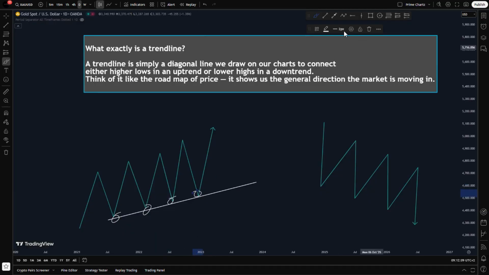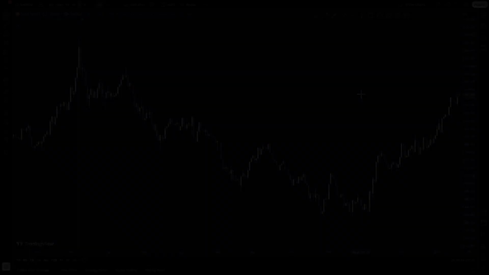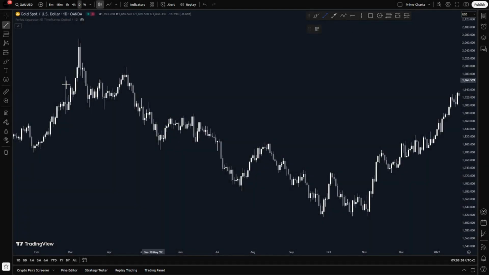In a downtrend, we do the opposite. We connect the lower highs to guide us through the bearish movement. It's like drawing the support or resistance line, but at an angle. And when used right, it can literally tell you when to enter, when to wait, and when to get the heck out. Alright, now that we know how to spot an uptrend and a downtrend, let's bring it to life with a real chart example.